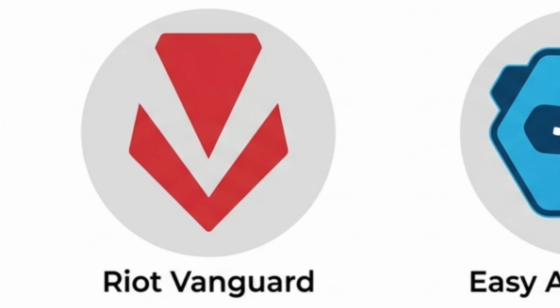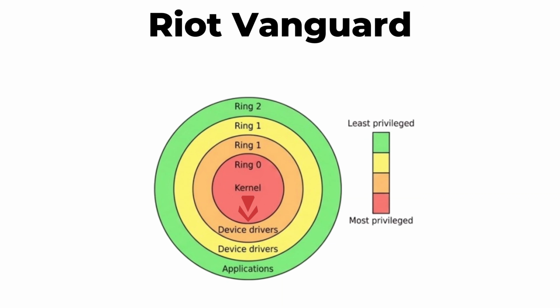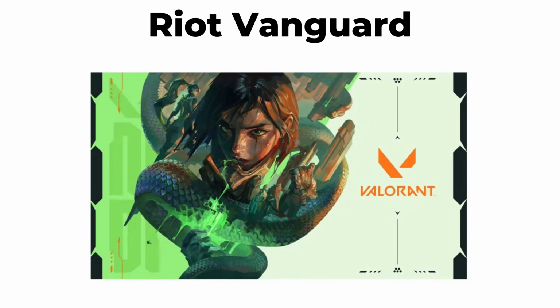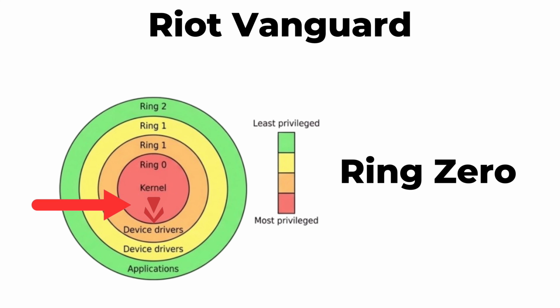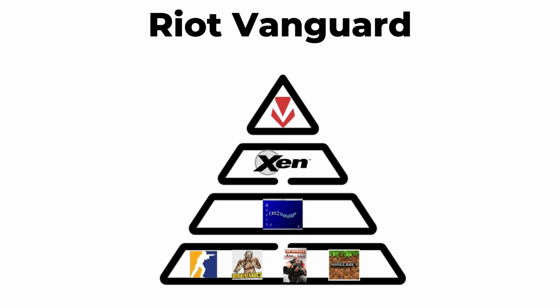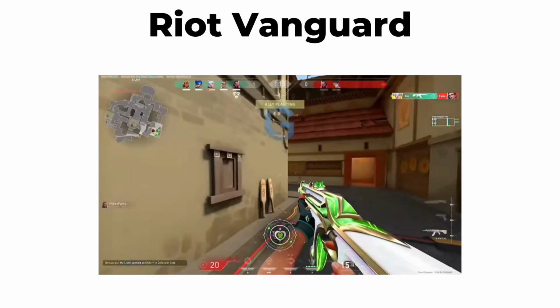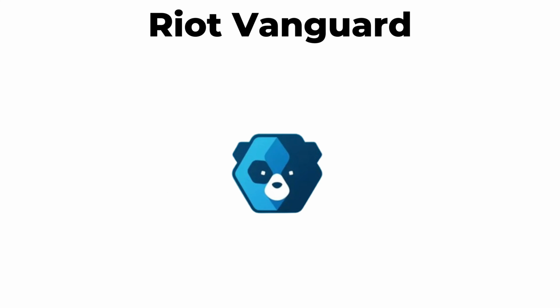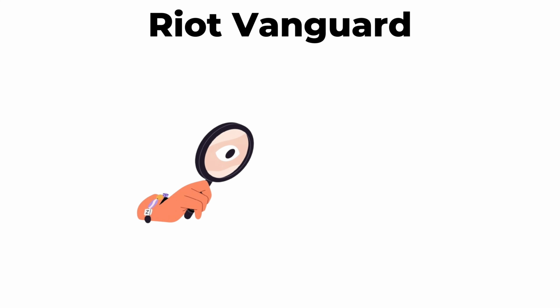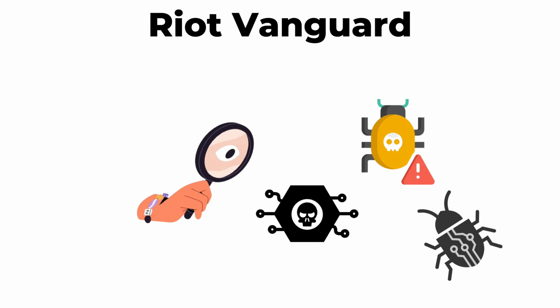Riot Vanguard, a prime example of a kernel-level anti-cheat system designed specifically for Valorant. It operates at the deepest levels of the operating system, known as Ring Zero, granting it unprecedented access to monitor system activity before any other software. Thanks to its kernel integration, it can detect direct memory access vulnerabilities that standard systems fail to spot. It starts running at system boot to block malicious drivers.